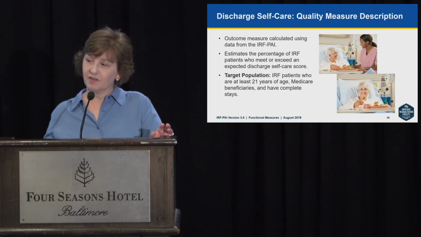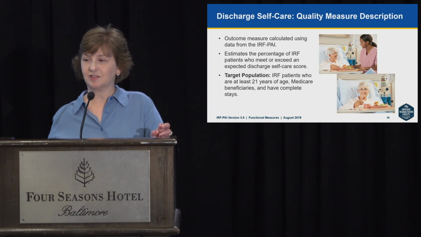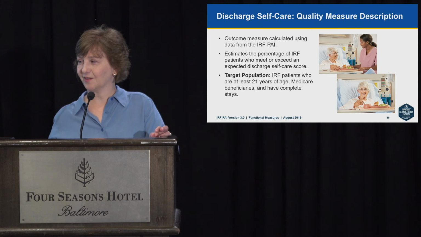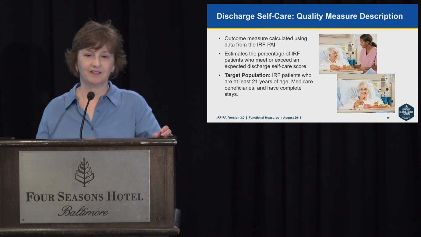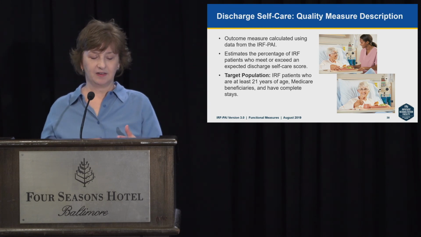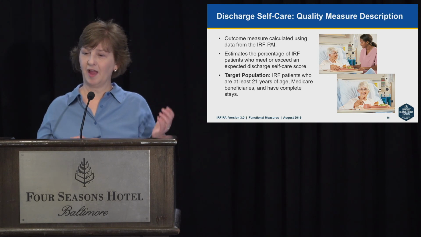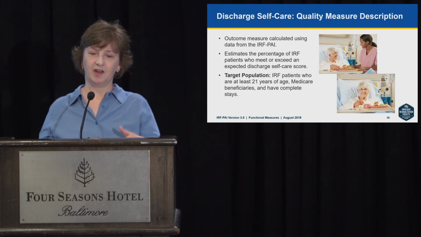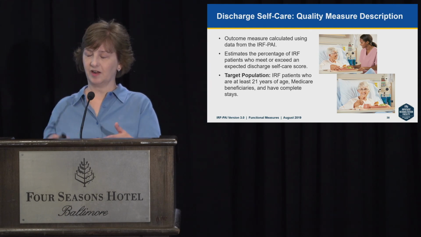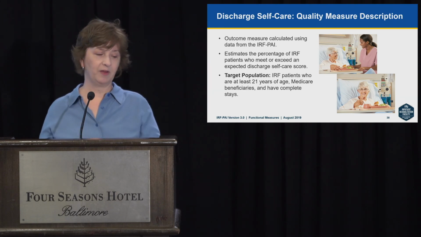In this case, this measure is an estimate of the percent of IRF patients who meet or exceed an expected discharge self-care score. So I'll talk a little bit about the expected score in a minute, but basically the idea is that we're looking at a numerator denominator measure here, and it's a percentage. So you have all the patients who were discharged during the performance period, and part of the calculation identifies the percent of patients who meet or exceed this national benchmark.